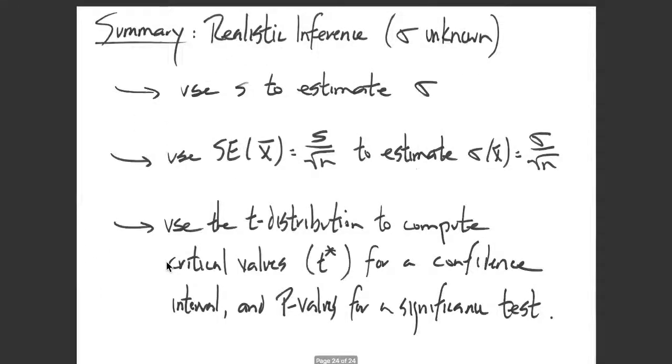In summary then, realistic inference, when sigma is unknown, really just has a few basic ideas. We use s, the sample standard deviation, to estimate sigma. We use the standard error of X bar to estimate the standard deviation of X bar. And we use the t-distribution with the appropriate degrees of freedom to compute critical values for a confidence interval or p-values for a significance test. And other than that, everything stays pretty much the same.